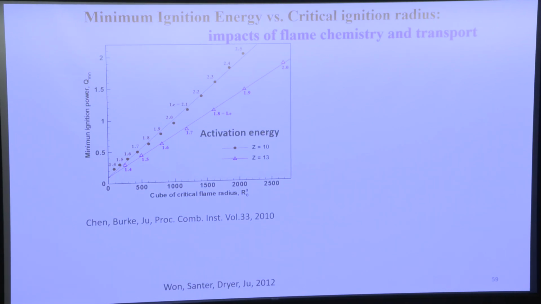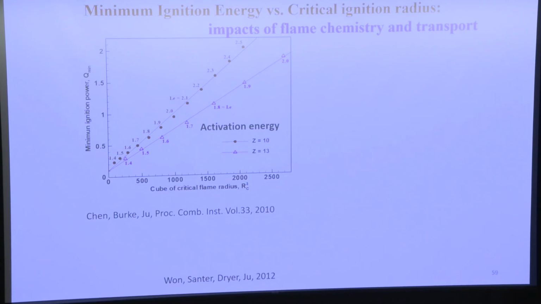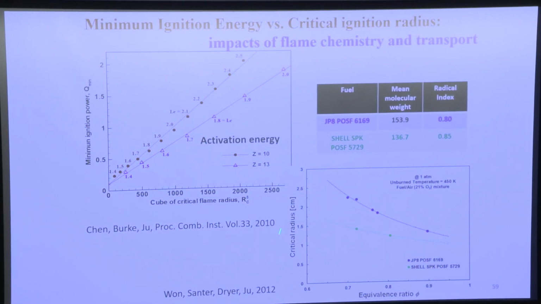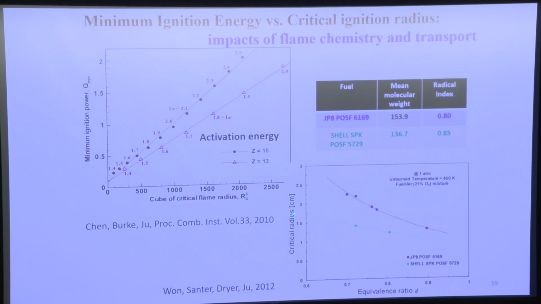He said, wow, this is wonderful. That really helped us understand how to enhance ignition energy. So then he gave me funding to measure the critical radius as a function of equivalence ratio. Now I look at this, this is JP8, the jet fuel, and this is the synthetic paraffinic kerosene. So this is the fuel.